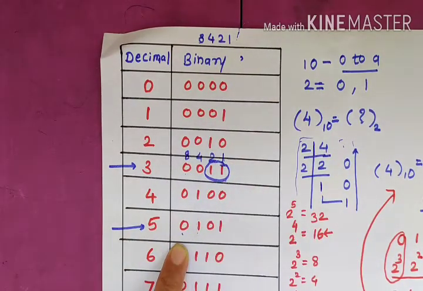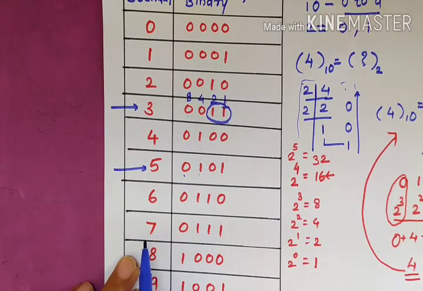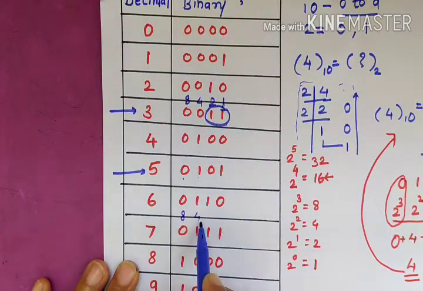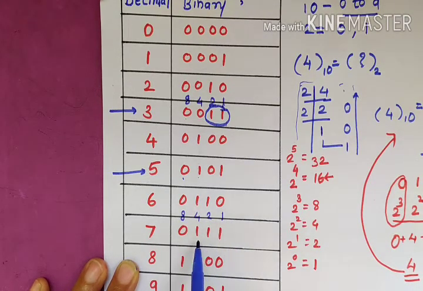Is that clear student? Now what about 7? As we know, the addition of these 3 digits of 8421, that is 4 plus 2 is 6, 6 plus 1 is 7. So we'll write 0111 for decimal 7. Is that clear student?